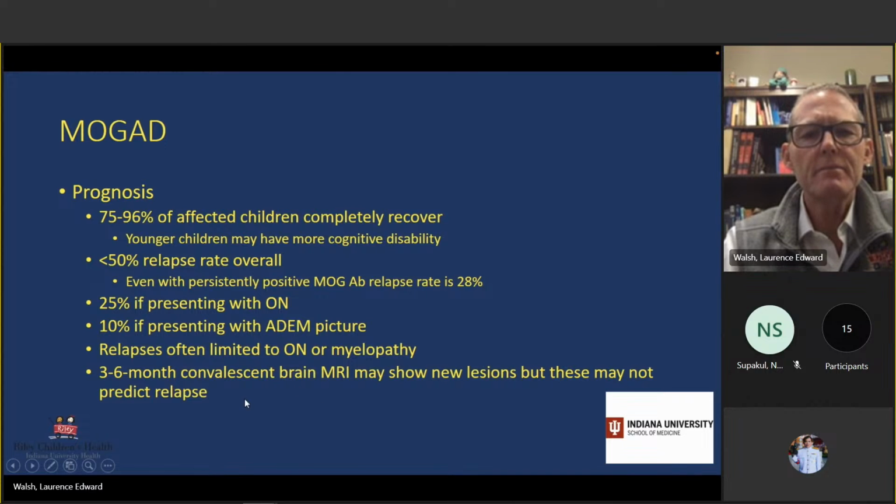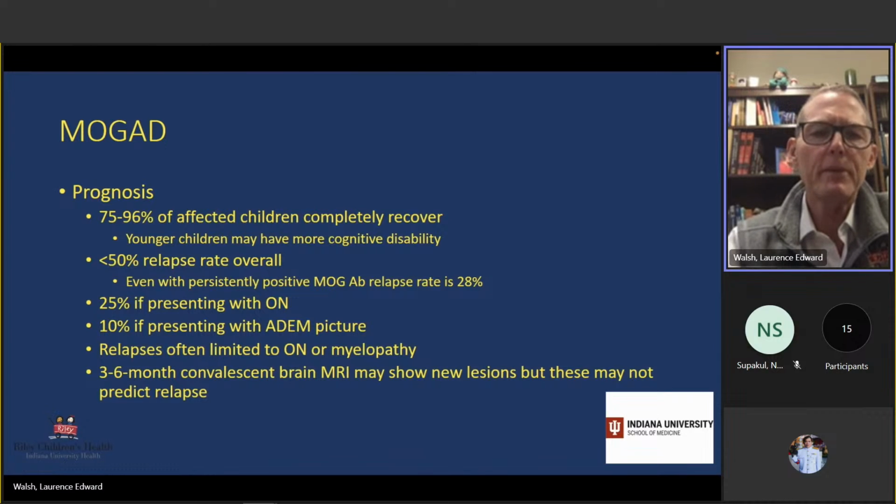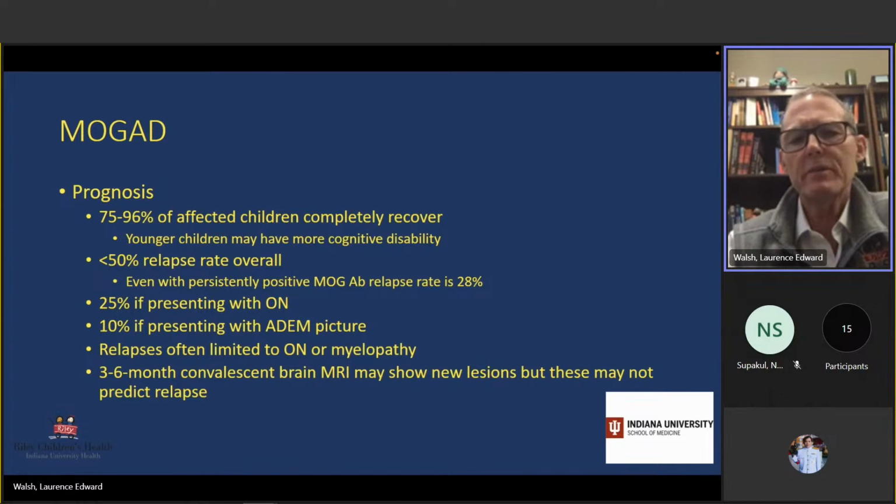And most of the time, with these scans, we're going to talk about these things. We will repeat MRI scans to see what cleans up, and you may see what look like new lesions on that 3-month MRI scan, but that doesn't necessarily mean the disease is progressing.